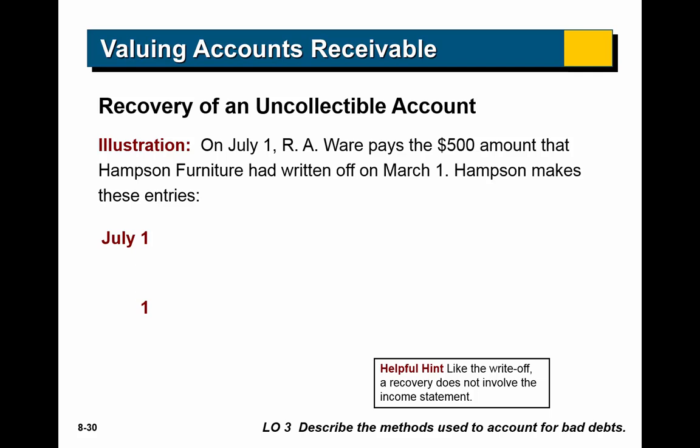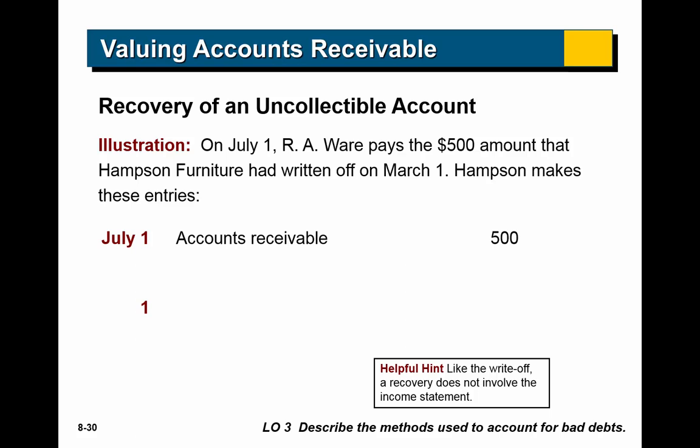Here's the recovery of an uncollectible account. On July 1st, R.A. Ware pays the $500 amount that Hampson Furniture had written off. This happens sometimes where you think this customer is never going to pay me, and then they pop up months later and say, hey, we got some extra money and we want to pay our debt to you. And that's wonderful, right? It's a great thing when people are honest. But then you're like, shoot, what do I do in my books? I already wrote that off. So here's what you do.